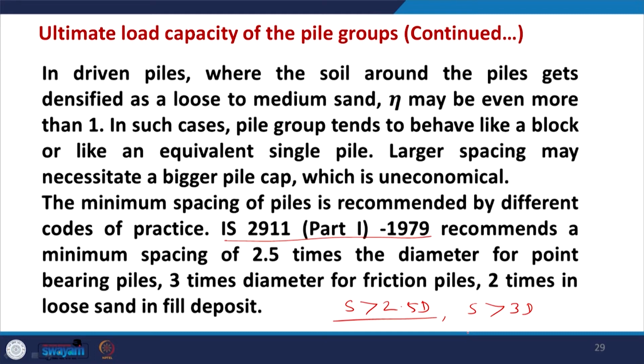So, in any case, the center to center spacing between two piles for any type of soil required is 2 D, and 2 D center to center spacing means there will be a clear spacing of 1 D only. So, 1 D clear spacing is required between two piles. This is the recommendation of the IS code.